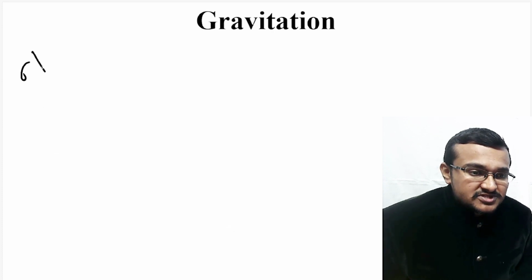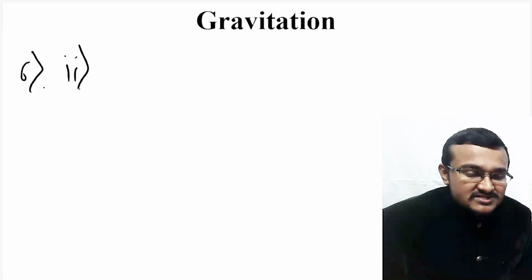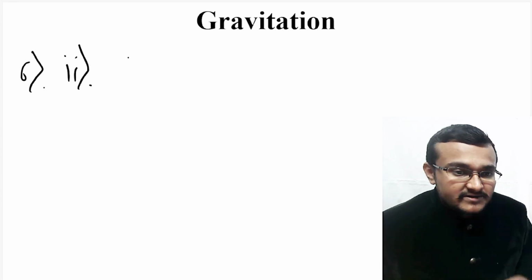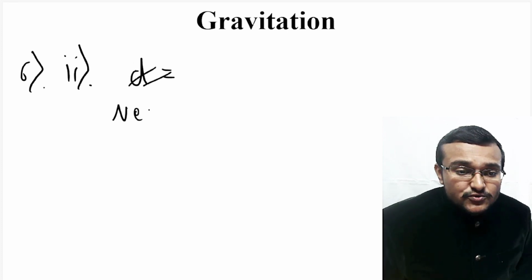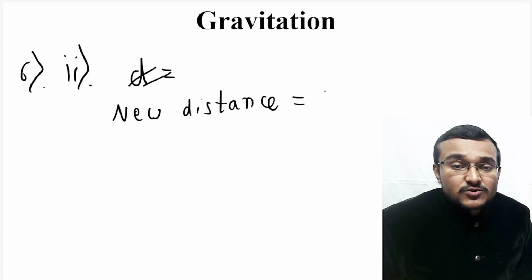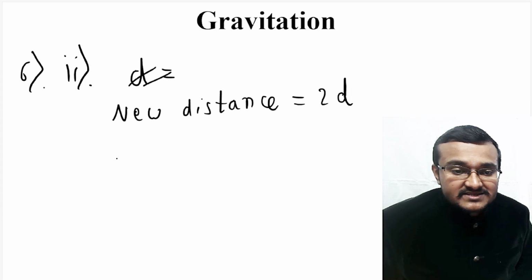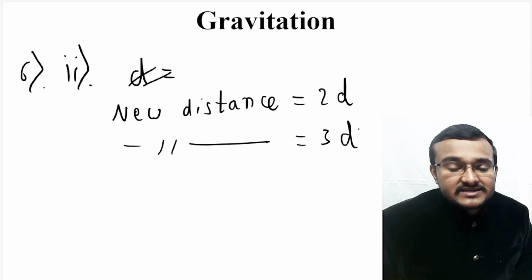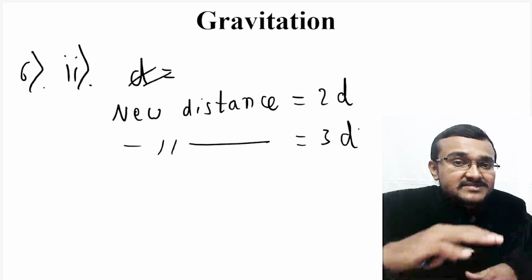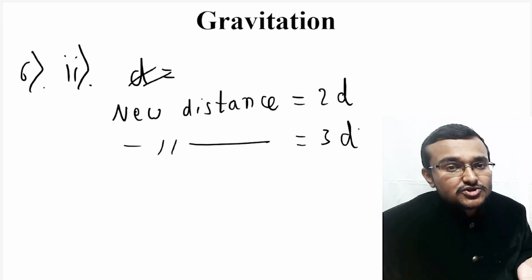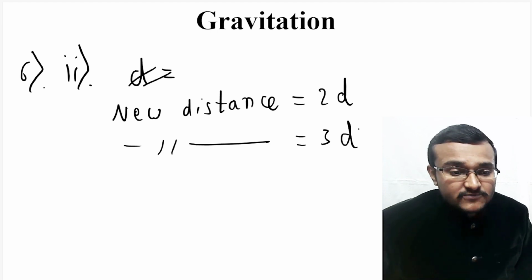In the same sixth question, if you come to the second one, here they are asking: the distance between the objects is doubled and tripled. That means the new distance is equal to 2 times the initial distance, and the other new distance is equal to 3 times the initial distance. Because they are asking, if the distance is doubled or tripled, what will be the effect on the gravitational force.